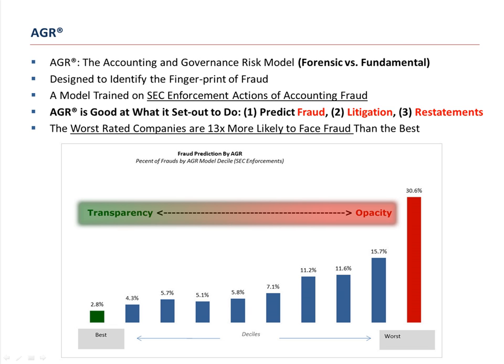You can see on this chart at the bottom that if we rank companies by their AGR scores, the worst-rated companies are 13 times more likely to face an SEC action of accounting fraud than the best-rated companies. It also turns out that when you have a model that can predict SEC actions of fraud, you also have a model which can predict class action litigation and material financial restatements. And this was the beginning of our firm.